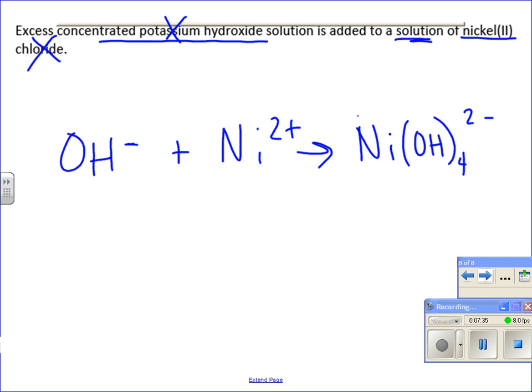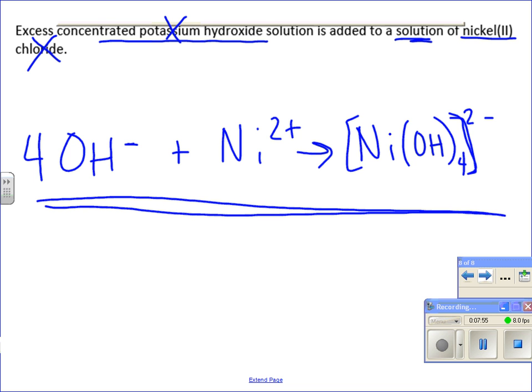You can put the little brackets on this thing if you want. It's almost the same thing. That's how they show complex ions. That's how they write it. Why is it going to be overall 2 negative? Nickel is 2 plus. If I add 4 hydroxides, 1 negative each, the overall net charge is going to be 2 minus. The last thing you need to do is balance it by putting a little 4 there, and you have your complex ion reaction.